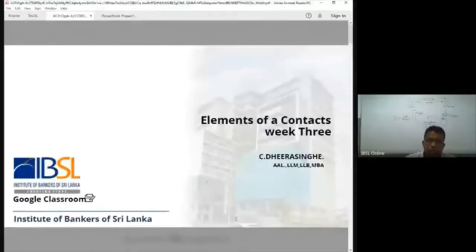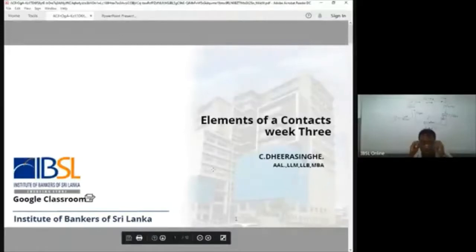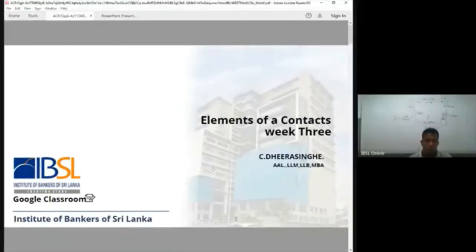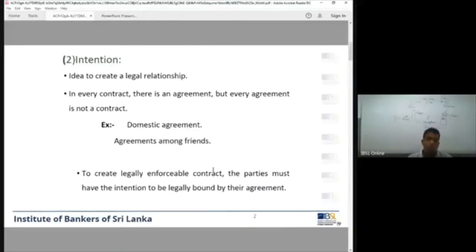So then I go to the second. I will continue from there. We are going to discuss the other elements of a legally enforceable contract. I said there are 7 elements in a legally enforceable contract. We studied the first element. Now today we are going to start from there. That is the second element we are going to discuss now: the intention. In Sinhala we call it abhipraya.